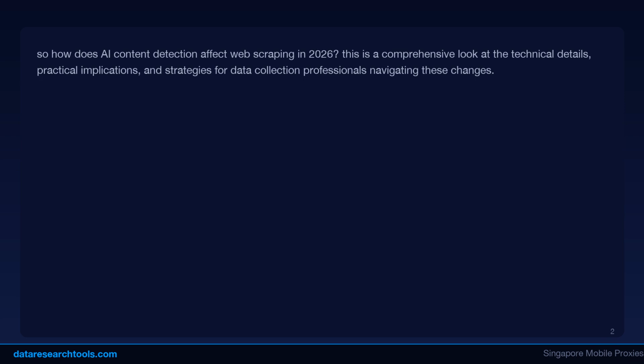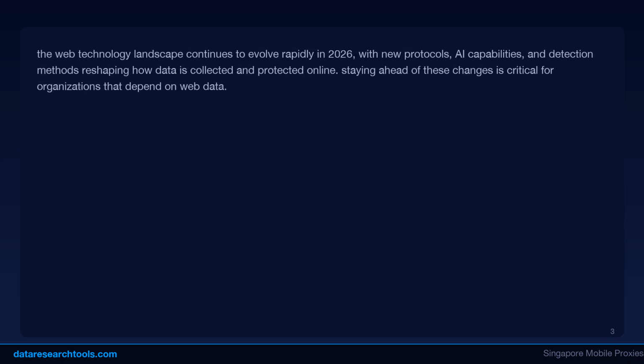AI content generation has exploded since 2023 with tools like ChatGPT, Claude, Gemini, and open source models producing text indistinguishable from human writing at first glance. Estimates suggest 10 to 30% of new web content in 2026 is AI generated. For scrapers collecting training data, research data sets, or competitive intelligence, this creates a data quality problem.